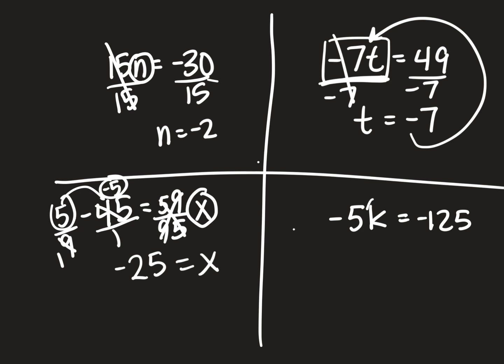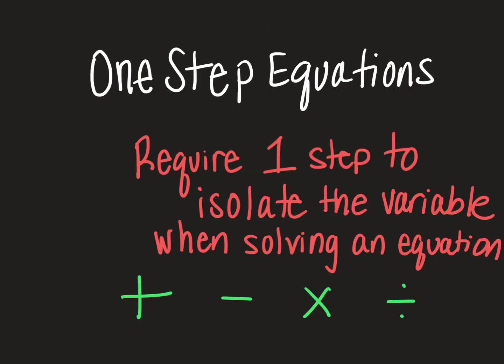Lastly, in order to isolate the k, we're going to divide by negative 5, and a negative divided by a negative is a positive. So in this case, k is equal to 25. One-step equations require one step to isolate the variable when solving the equation. That one step is either to add, subtract, multiply, or divide. Good luck on your first 3 tests on one-step equations.